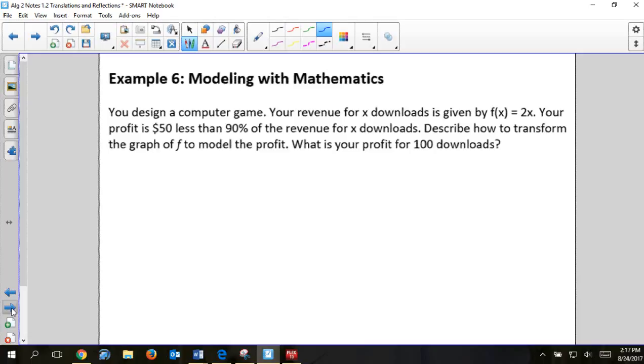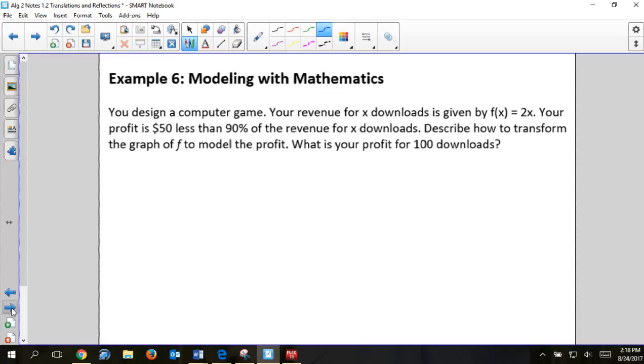Your profit is $50 less than 90% of the revenue. So the revenue is the money you're bringing in. The profit is the money that you make after you pay off stuff. Because you can't develop something and put a product out there without paying some money somehow. So the profit would be the money you make after you pay off everything. So revenue is just all the money coming in. Profit is after we subtract off the stuff that you had to pay for.